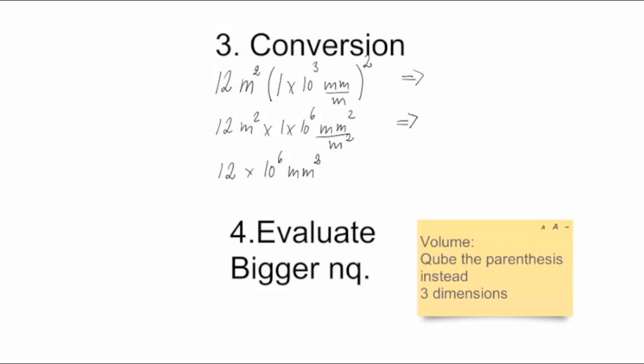What we miss now is we miss to evaluate our result, and what we get is we get a bigger numerical quantity. We were starting with 12 and we end up with 12 million. So the chance that the result is right is big. If you want to convert volume, look at the note.